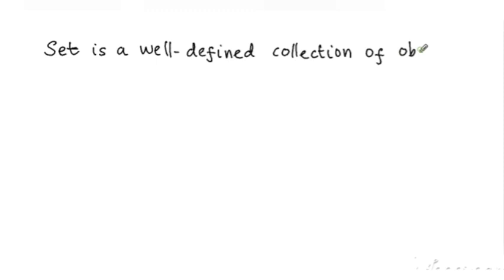Okay, so we call such collections well defined. Well defined means we can say whether the given element belongs to the collection or not, and such collections are called sets. So we can define a set as a well defined collection of objects. That is the definition of sets.